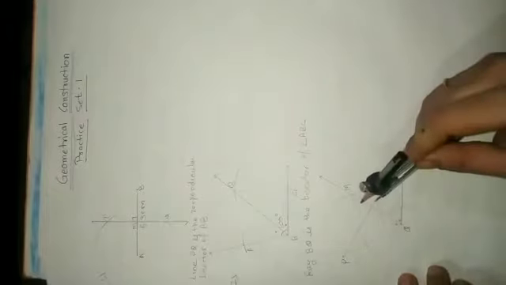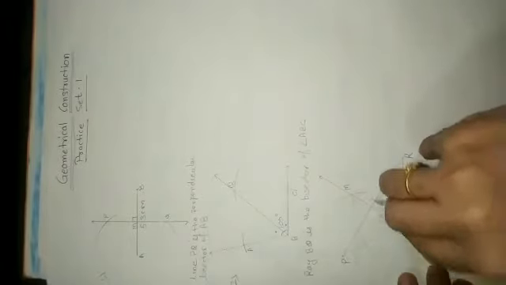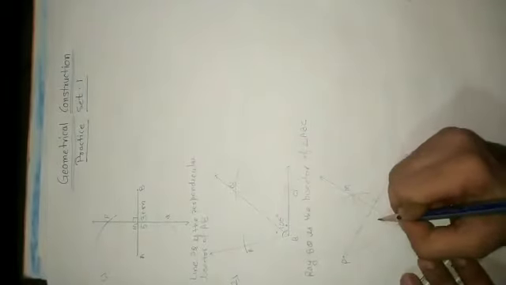I am marking here once. Okay, now I am bisecting the angle R. By the same method, marking one arc over here, marking one arc and taking more than half of this arc. Now name it as N, and joining point R and point N.